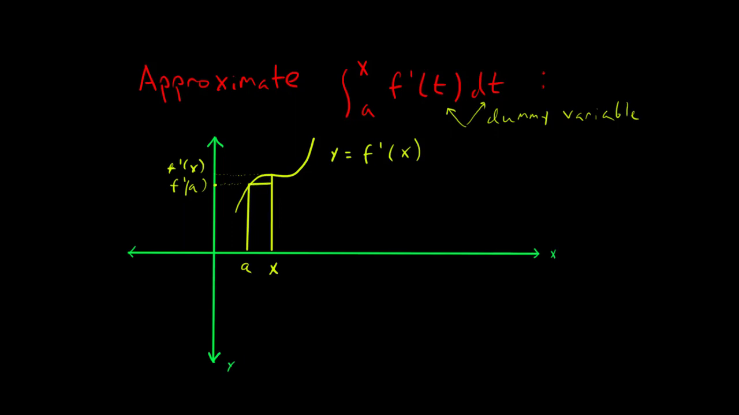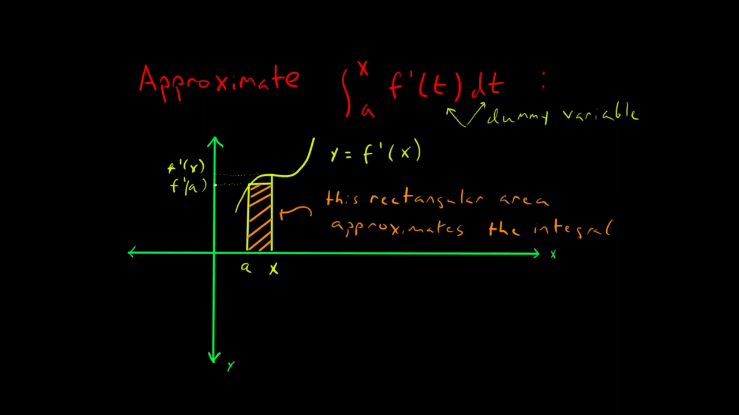Okay. Now I'm going to draw a little rectangle here, and I'm going to try to approximate the area under this curve with this rectangle. So I'm shading the rectangle in now, just to make it very clear. And we know, again, that this rectangular area approximates our integral. Now, in this example, it underestimates the integral by a little bit.